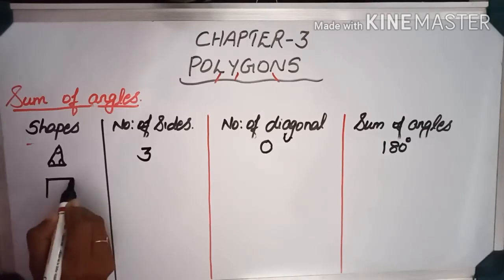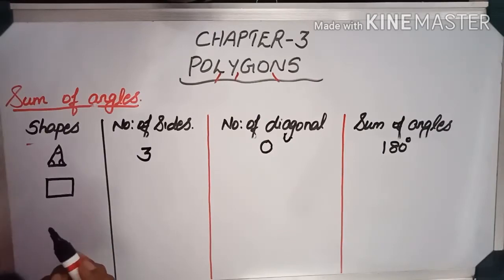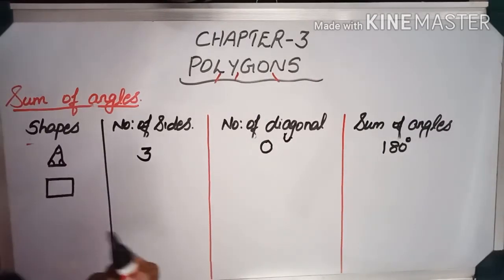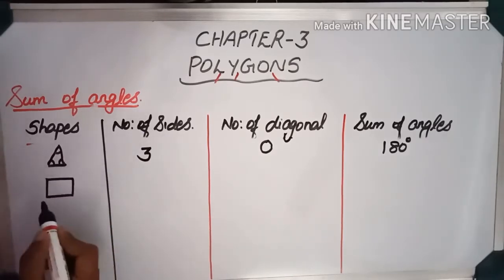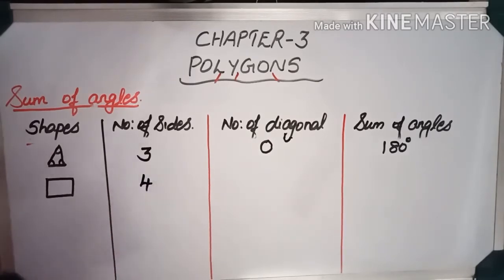Next let's consider a quadrilateral, a 4-sided figure. It is not necessary to draw a rectangle. Any closed figure with 4 sides must be a quadrilateral. That's it. Now how many sides here? Quadrilateral means it has 4 sides.